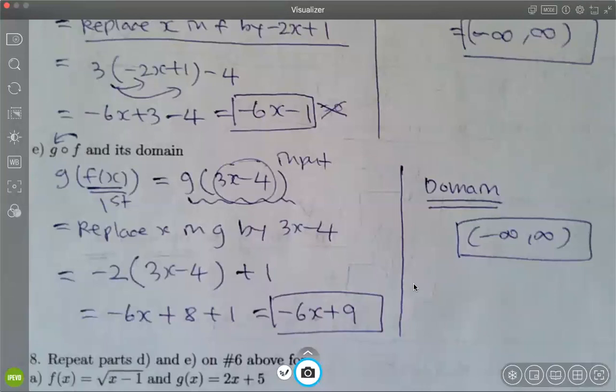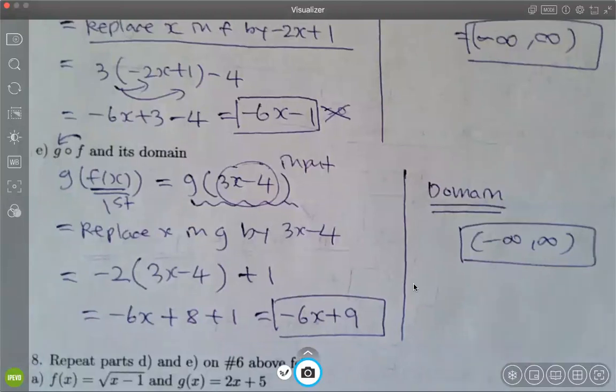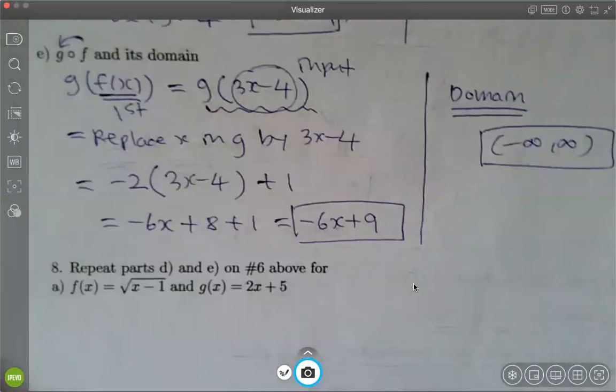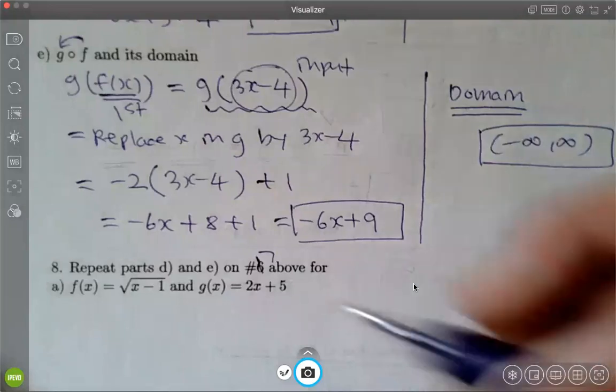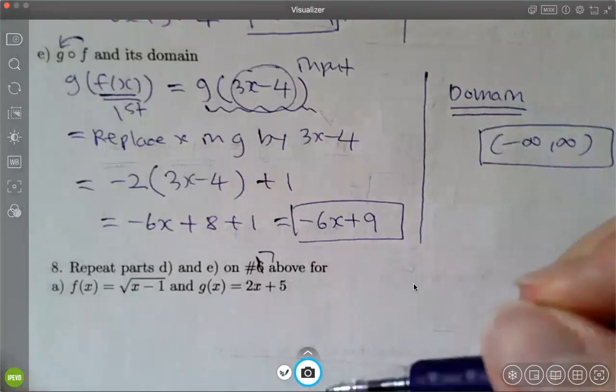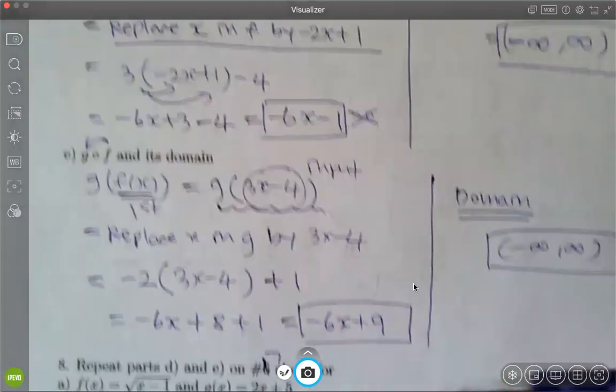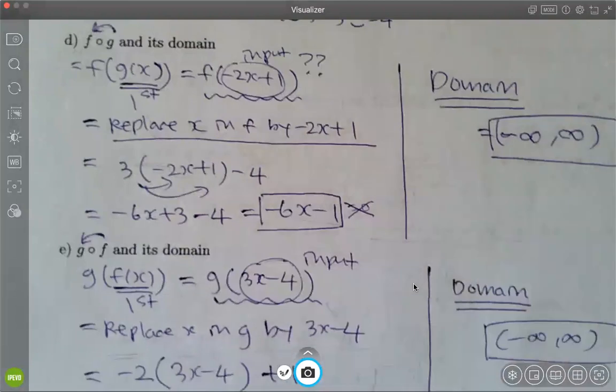And now number 8. So here apparently the key parts are finding the general composition functions and their domains. So look at number 8. It says repeat parts D and E on number 6 above. Here's the typo: number 7 above for the new pairs of functions. Okay, so now part D and E was what? F circle G and G circle F and their domains.